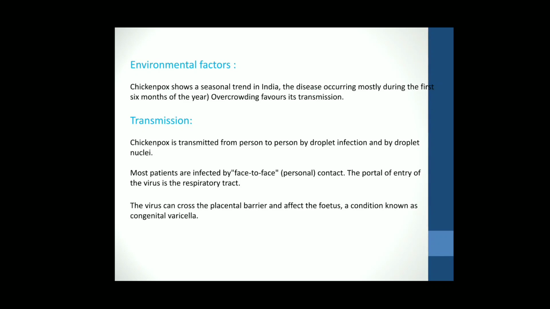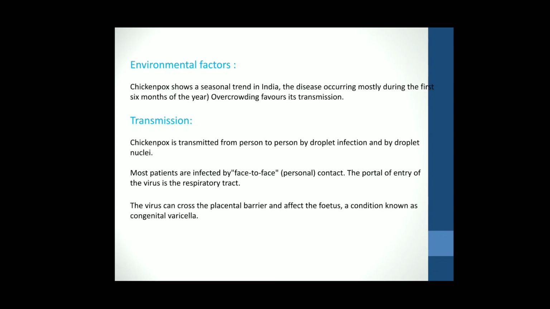Since it is a contagious disease, it is transmitted from one person to another. How? Whenever a person sneezes, coughs, or comes in contact with an infected person, it will give rise to a new case. So overcrowding: whenever there are more people living together, if one person in the community gets chickenpox, there are more chances of the infection spreading to other people.